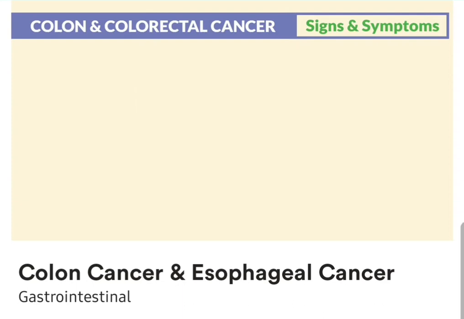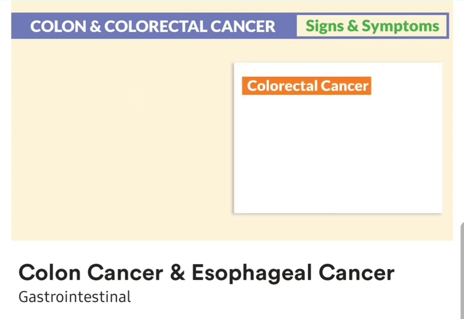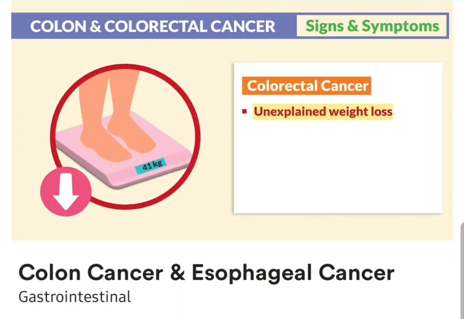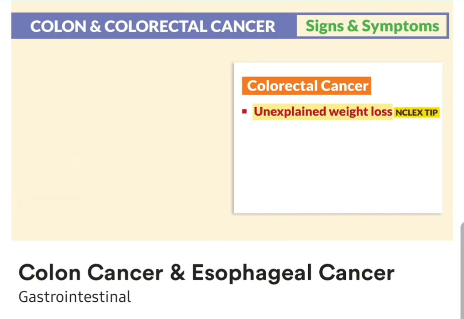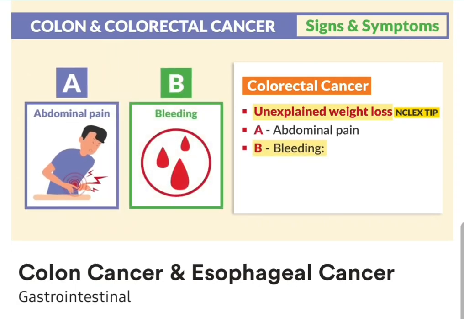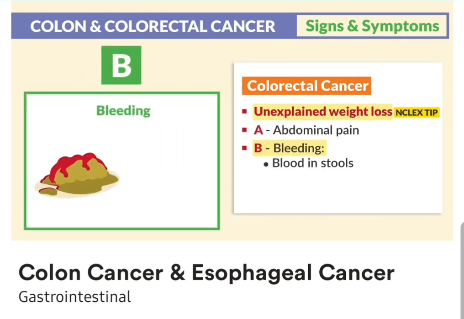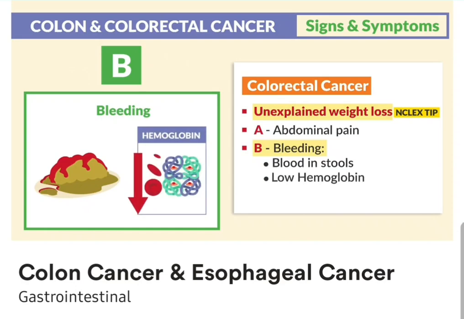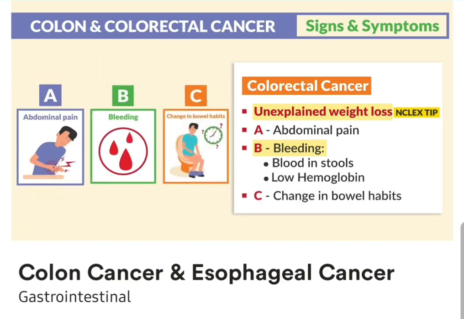Now for the signs and symptoms of colorectal cancer here. Number 1 is unexplained weight loss. Huge NCLEX tip. I would write that down. And we also have the ABCs here. A for abdominal pain, B for bleeding. Key terms is blood in stool, as well as low hemoglobin. And C is for change in bowel habits. So write these down. These are commonly tested for colorectal cancer.